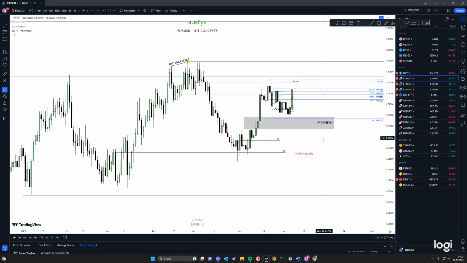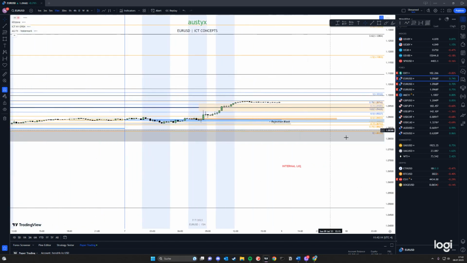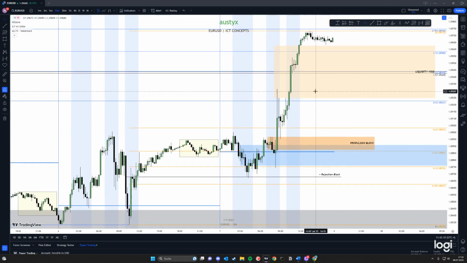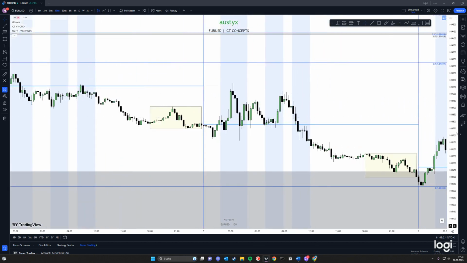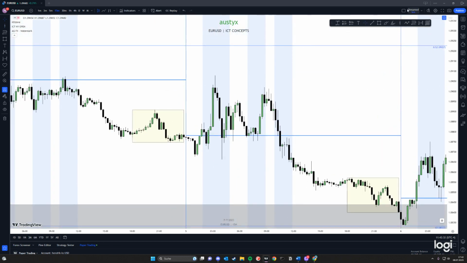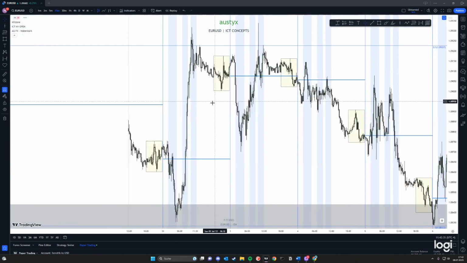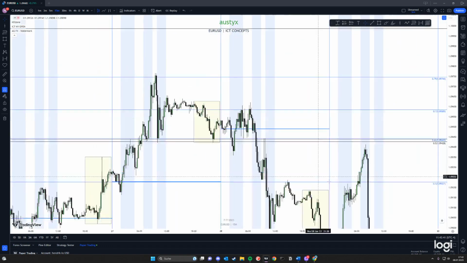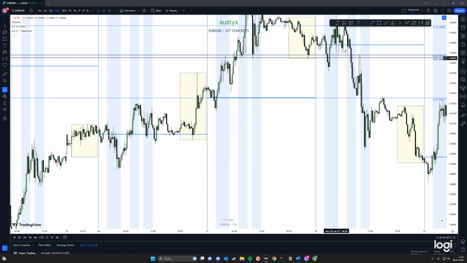What else is there? The things that are of importance: I'm just going to do it on a different day. We have the kill zones, obviously, the blue shaded areas here, which are of importance. So London open kill zone, London close, and then New York open. Then on each day on my chart, you see this blue thick line. This is the New York midnight open price. Often you can see that smart money is buying below.